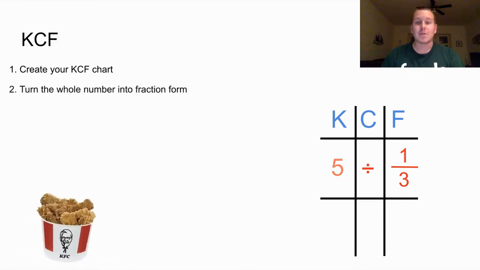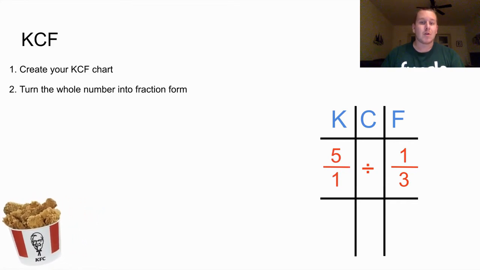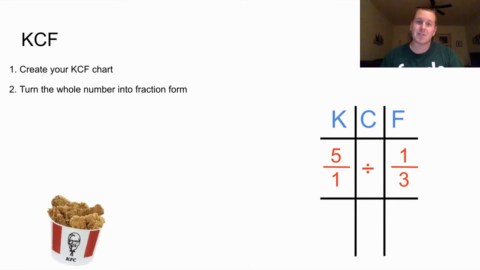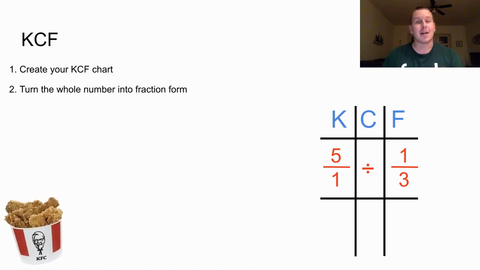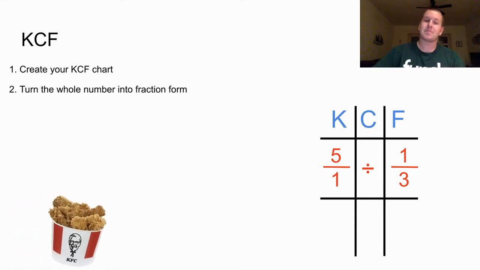Our next step is we're going to turn the whole number into fraction form. So just like we did with multiplying fractions, if we keep everything in fractional form, it's going to make the operation a lot easier to do. So we change 5 into 5/1.